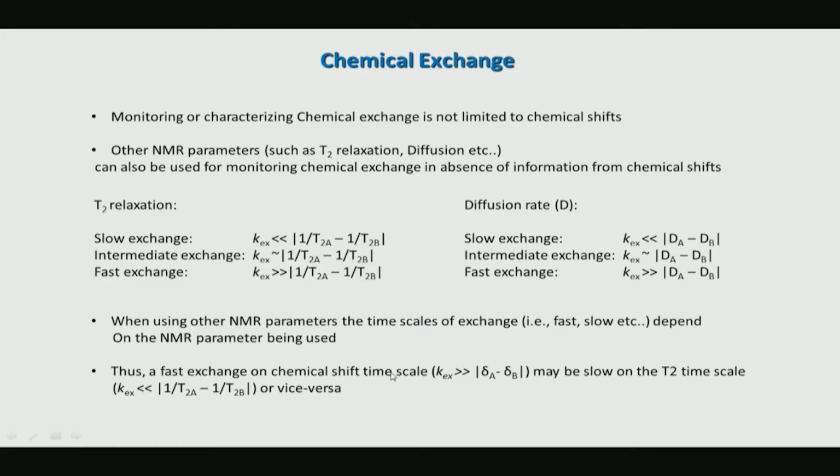But one thing you have to keep in mind is that a particular exchange, let us say a fast exchange on the chemical shift time scale, may fall in this particular regime, and you can say that in the chemical shift time scales they are fast, but it may be slow on the T2 time scale because it may come into this condition. So, it is not that if something is fast on chemical shift time scales it is also fast on relaxation time scales, or vice versa. It all depends on these differences. So, our exchange rates become accessible based on what we are trying to measure.